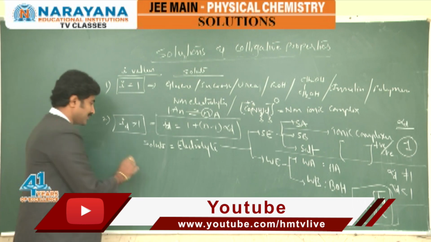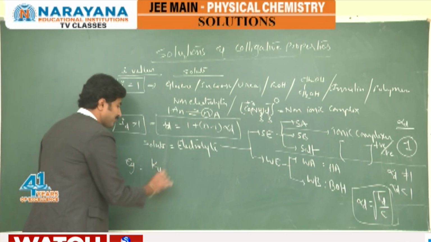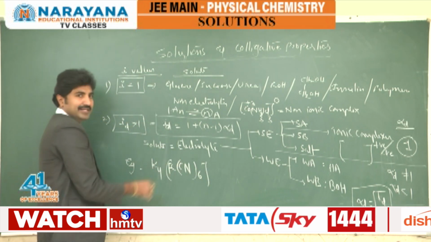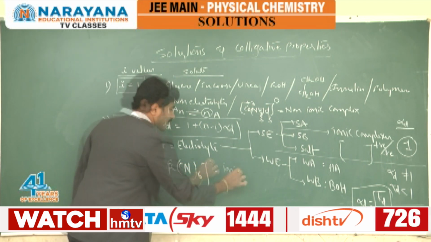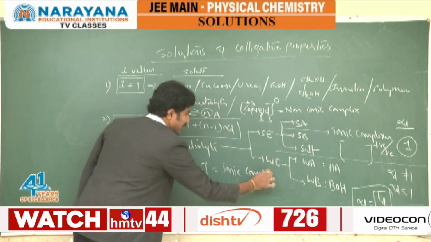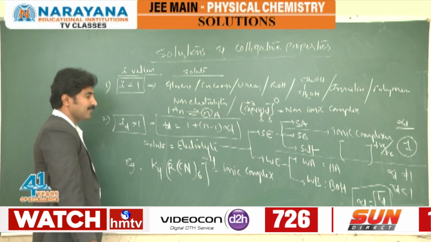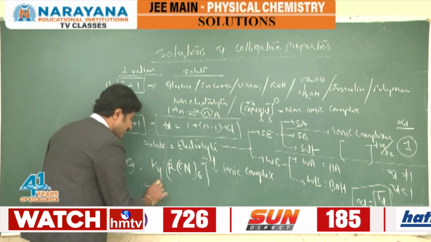and from that calculate i dissociation. See one example, suppose I am taking potassium ferrocyanide, K4[Fe(CN)6]. It is an ionic complex. Why is this an ionic complex? Because the square bracket carries a -4 charge. That is an anionic complex. Now it is a strong electrolyte.